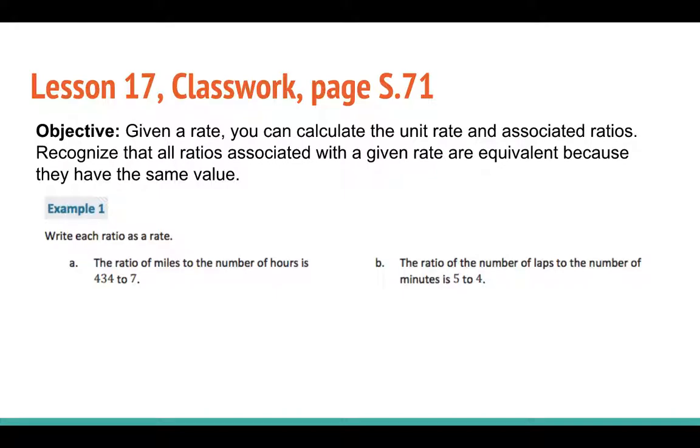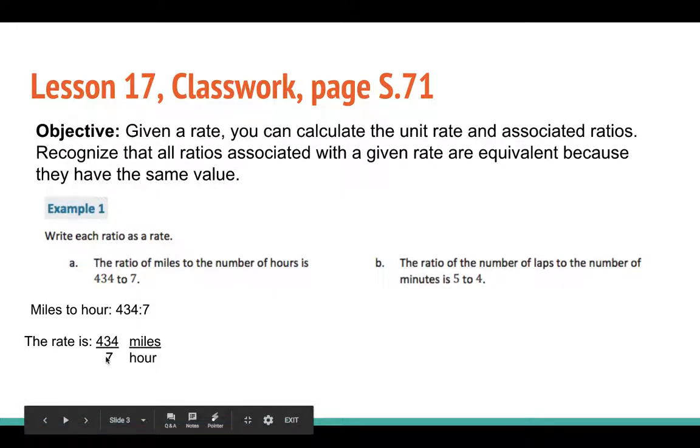Write each ratio as a rate. For letter A, we have the ratio of miles to the number of hours, which is 434 to 7. So I'm hoping by now you have recognized instantly what your ratio is. Okay, and that's miles to hours, which is 434 to 7. This can be written as, and we're going to find the rate by saying the rate is 434 miles over 7 hours. Okay, so 434 over 7 miles per hour.